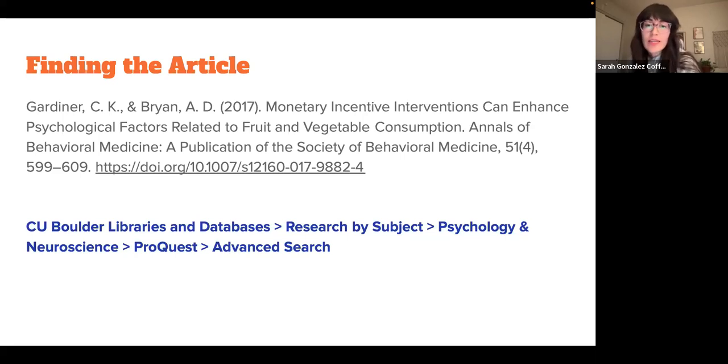And that has a really unique ID number. So you can see those numbers following the DOI.com in the hyperlink there. The authors, I should note this as well because I kind of skipped over this. The first author is Gardner and their initials are CK.